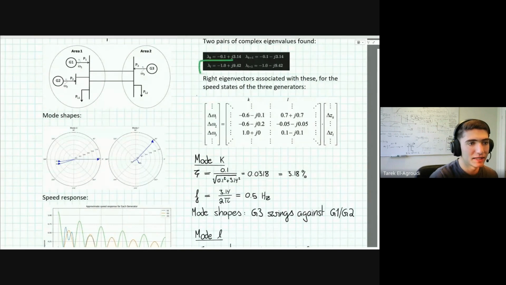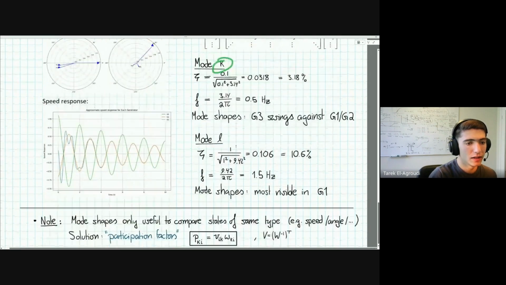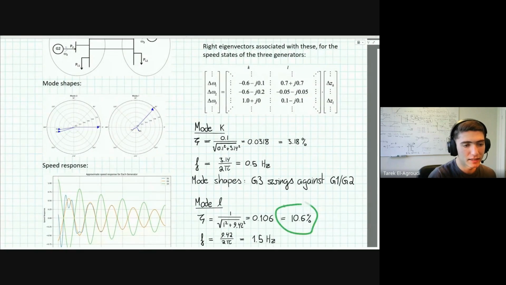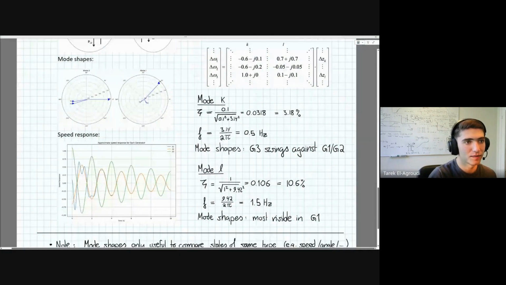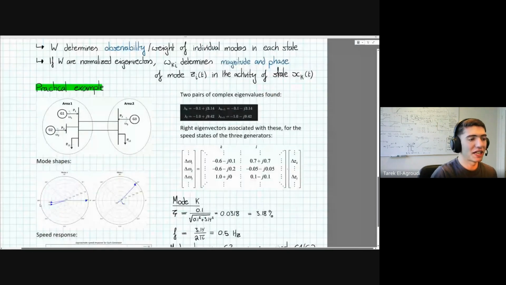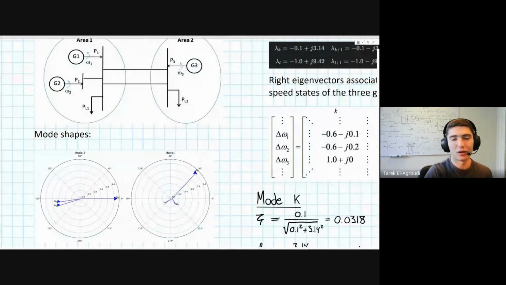The second one is more strongly damped, as you can tell from the real value. It has a damping of 10%. It also has a higher frequency because it has a higher imaginary value of the eigenvalue. It has a frequency of 1.5 hertz. But these are general system modes. So how do they correspond to the individual generators?